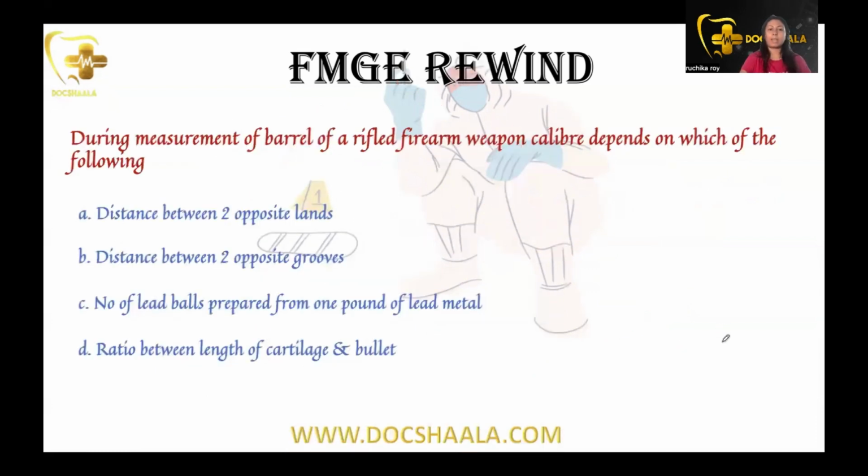Now it's a very direct question. During measurement of a barrel of a rifle firearm weapon, calibre depends upon which of the following? Option A, that is distance between the two opposite lands.